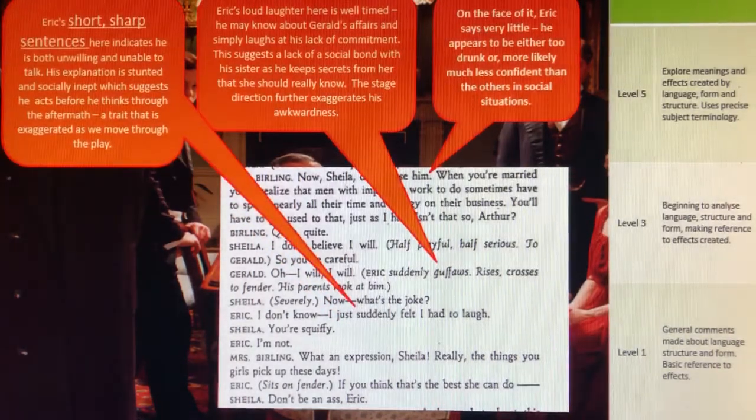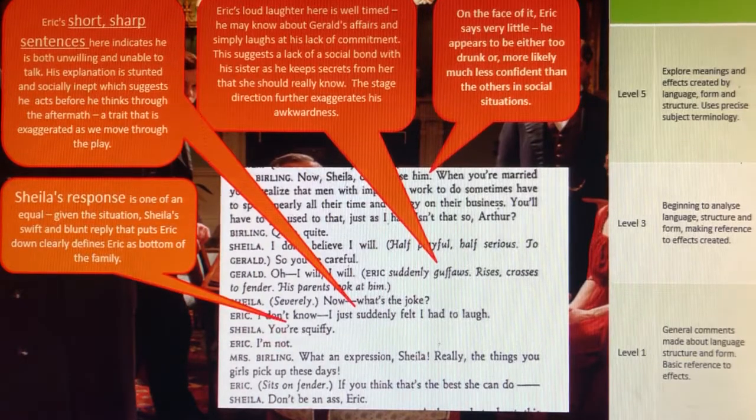Eric uses short, sharp sentences here, indicating he's both unwilling and unable to talk. His explanation is stunted and socially inept, which suggests he acts before he thinks through the aftermath, a trait that is exaggerated the more we move through the play.